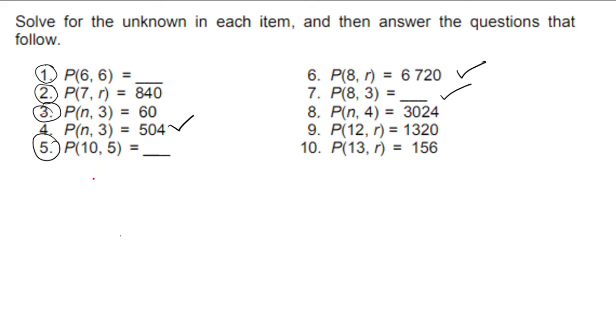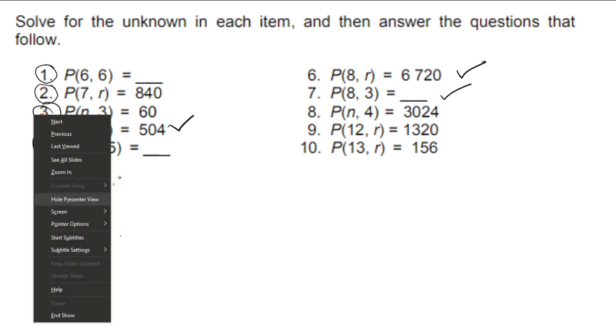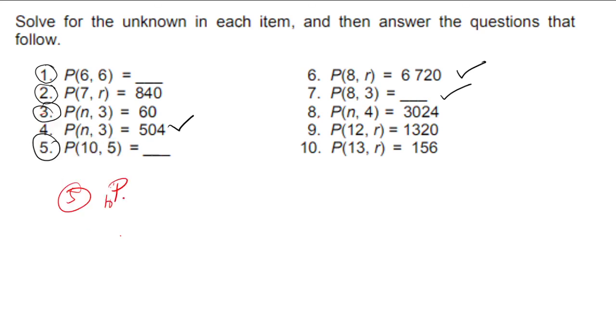Okay? Next, number 5. The permutation of 10 things taken 5 at a time. So, 1, 2, 3, 4, 5. Tama? So, 10, 9, 8, 7, 6. Okay? So, 10 P5 is now equal to 30,240.